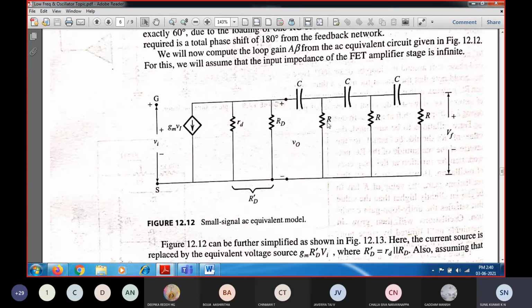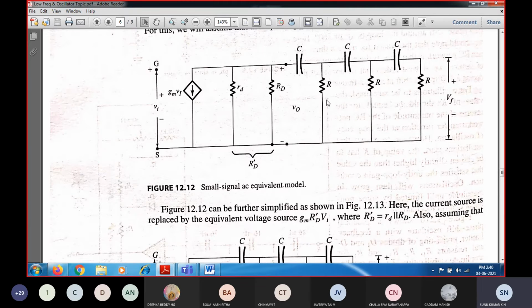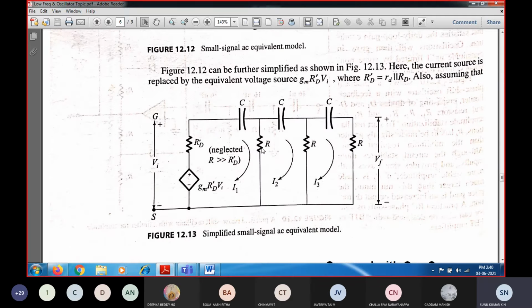We also know that the resistance used in the feedback network will usually be very much greater than this equivalent RD dash, and hence it is not going to have any effect on the output characteristics. And this is about the feedback voltage. The voltage across the resistance R is fed back to the gate again. So the feedback voltage is developed across the last section resistance R, which connects to the gate of the FET.